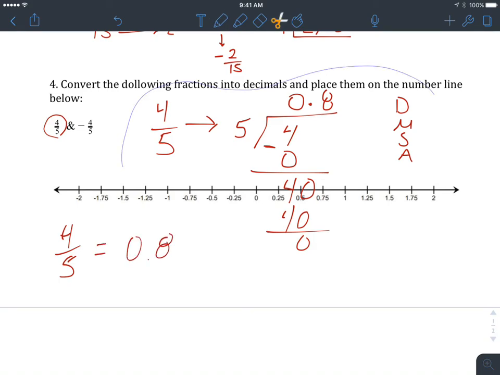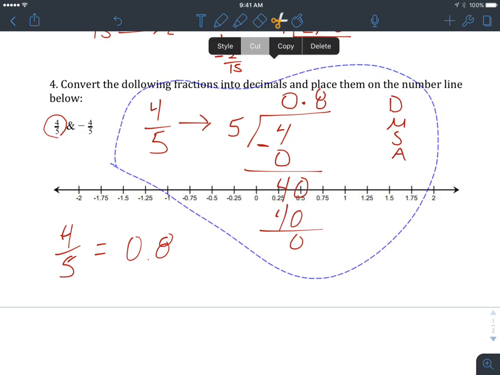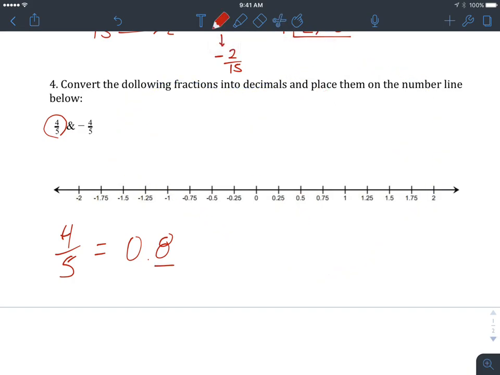And now we need to place that 0 and 8 tenths on the number line. Looking at this number, in the tenths place, 8, I'm going to be looking for somewhere in the positive region that it's going to go in. I know it's going to be less than 1 because in my ones place I have a 0 here. And so it's going to be less than 1, but greater than 0 for sure.